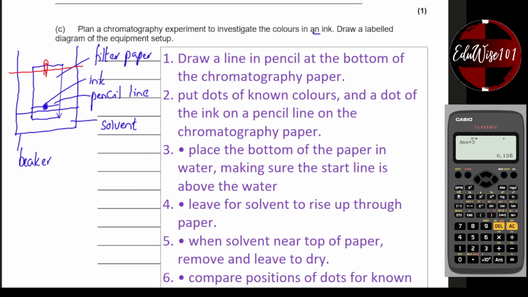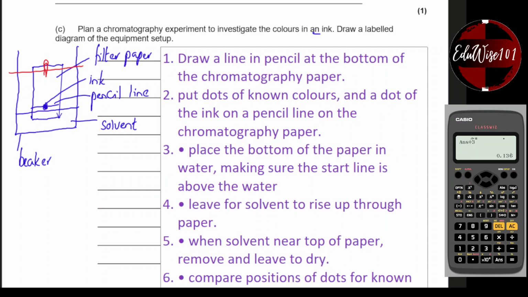Right. So first bullet point, draw a line in pencil at the bottom of the chromatography paper. Now we use a filter paper in the classroom. It's usually called a chromatography paper. You can call it a filter paper as well. You'll still get the mark. Put dots of known colors. Right. So if you're trying to compare, then you will have the ink and you can put the known color dots on the side as well. So put dots of known colors and a dot of the ink on a pencil line on the chromatography paper.